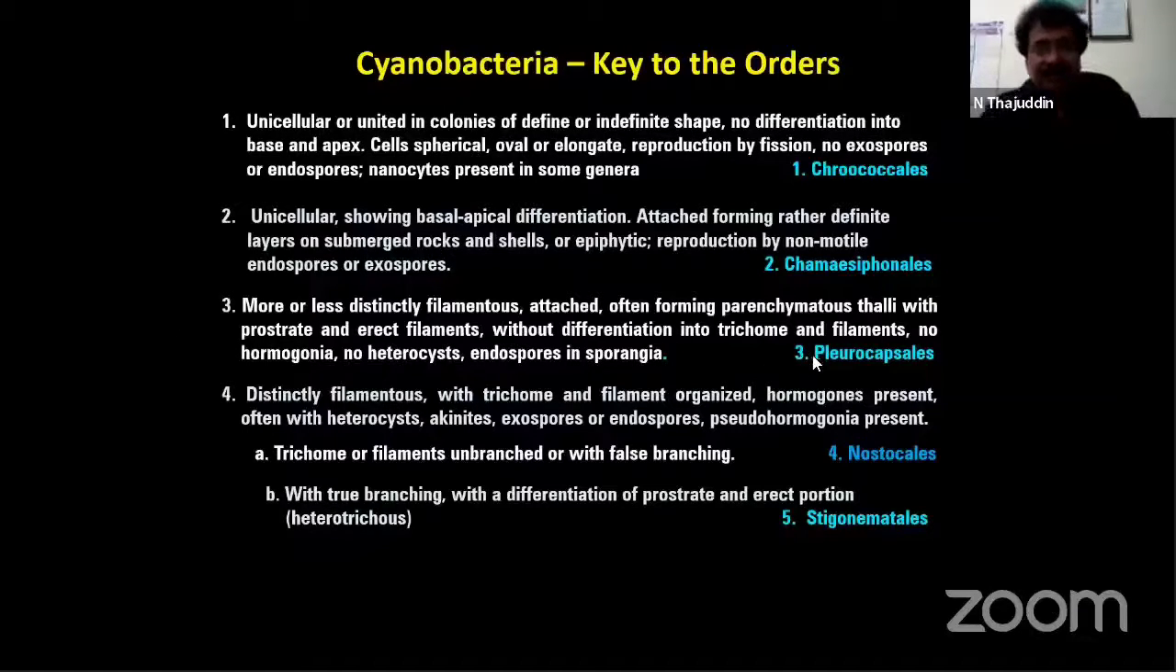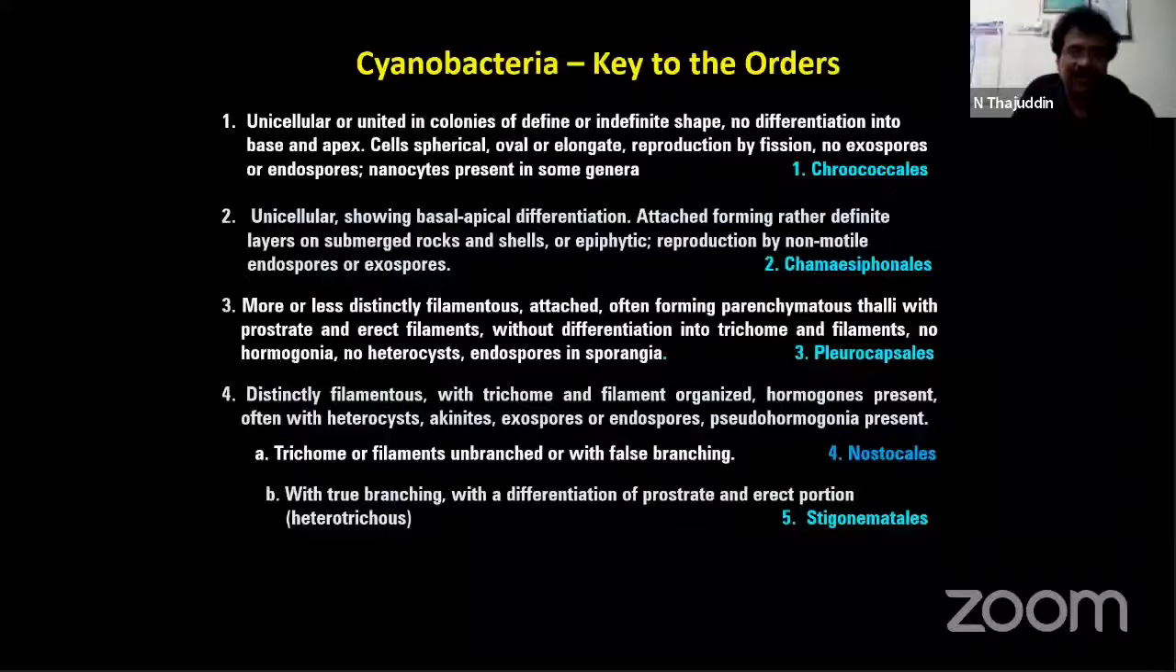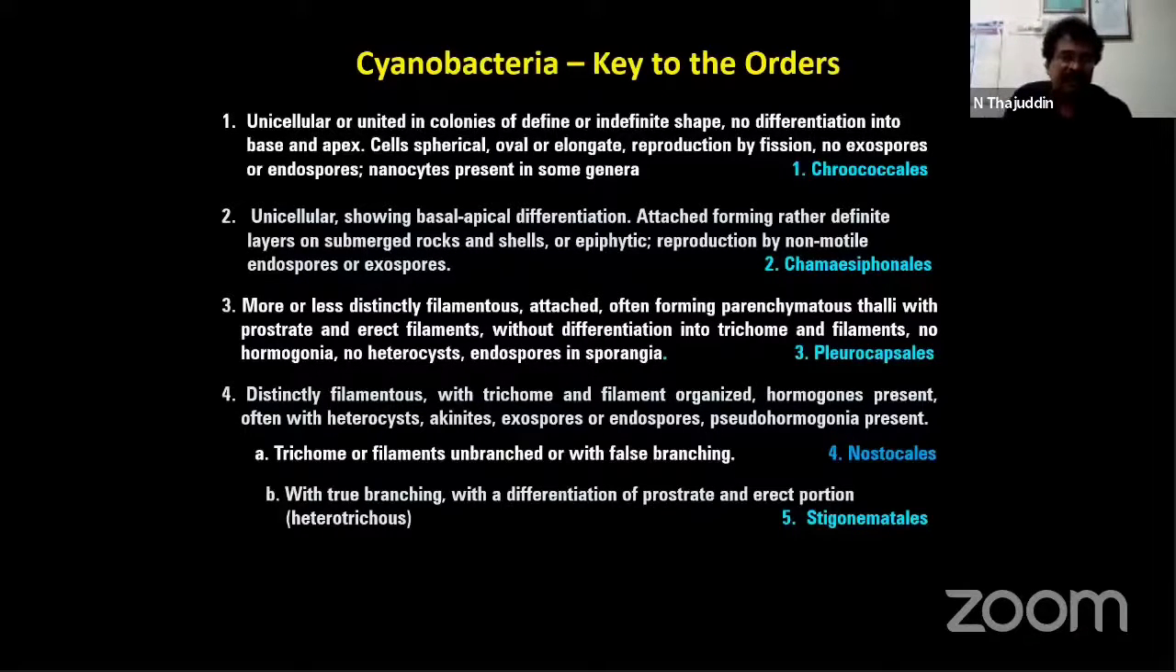This coming under the chemosiphonales. And the third category, that is plurocapsules. This is again unicellular, and it is aggregated and looks like a filamentous. It is called false filamentous form. And also we say that it is a pseudo-parenchymatous thalli with prostrate and erect system. But all are maintaining its individuality. Each cell in it is maintaining the individuality.